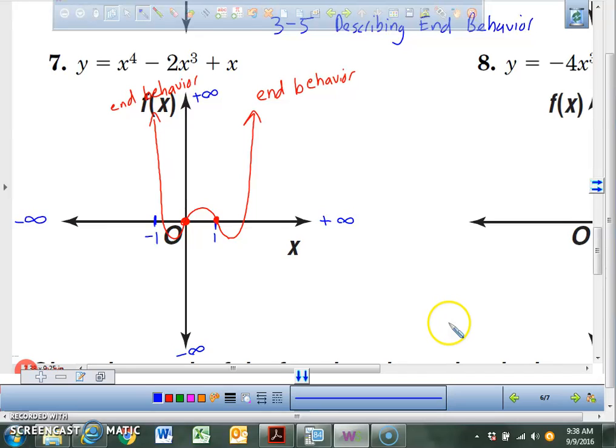Now, this is what I'd like you to do in your journal. I'm going to give you a chance right now. In your journal, I'd like you to transfer the equation and your sketch of the graph. We're going to write down sentences to go with this, okay?